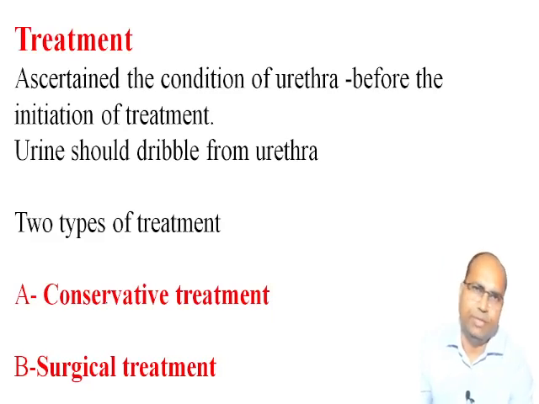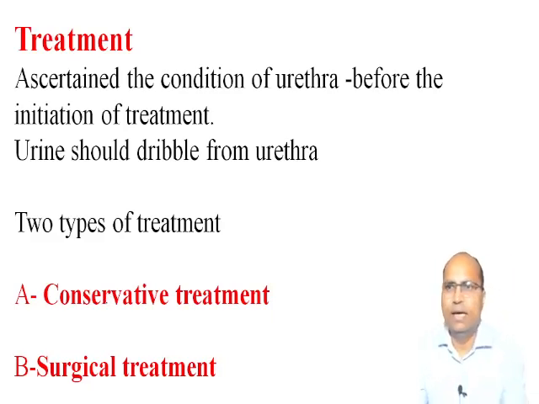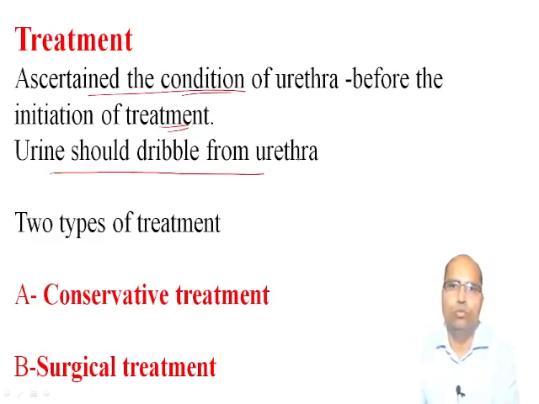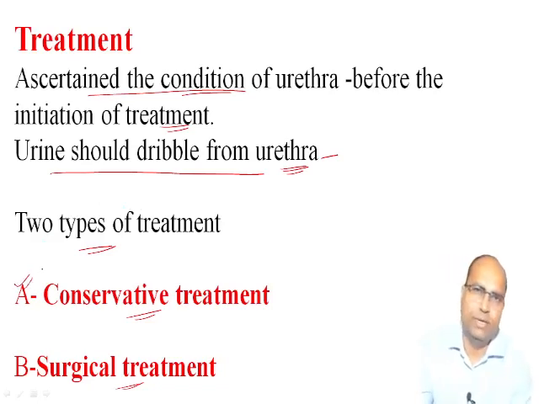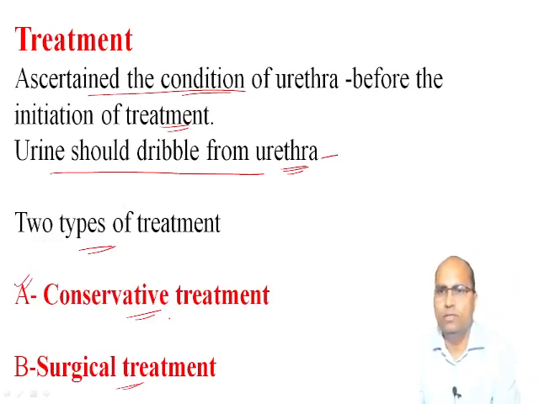Now we discuss treatment. Friends, ascertain the condition of the urethra before initiation of treatment. Urine should dribble from the urethra, meaning the natural orifice. Two types of treatment options are available: conservative treatment and surgical treatment. First, go for conservative treatment. If conservative treatments are not fruitful, then we should shift to surgical treatment.